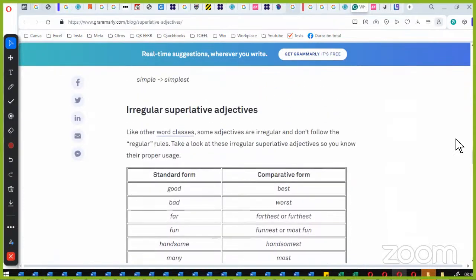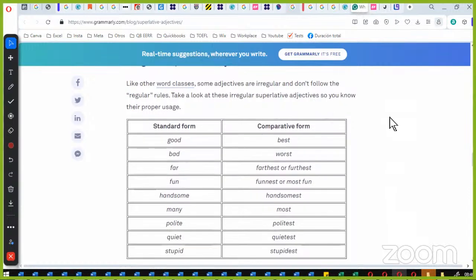Let's continue here. Like other word classes, some adjectives are irregular and don't follow the regular rules. Take a look at these irregular superlative adjectives so you know their proper usage. Good, best. Bad, worst. Far, farthest or furthest. Fun, funnest or most fun. Handsome, handsomest. Many, most. Polite, politest. Quiet, quietest. Stupid, the stupidest.